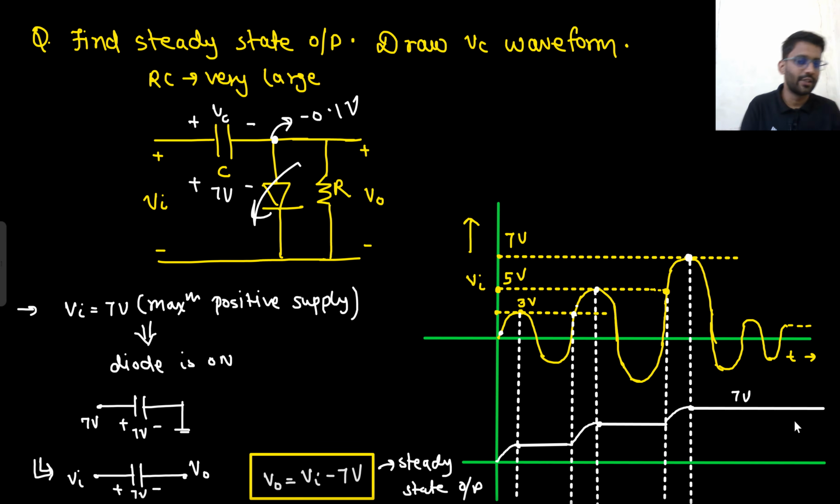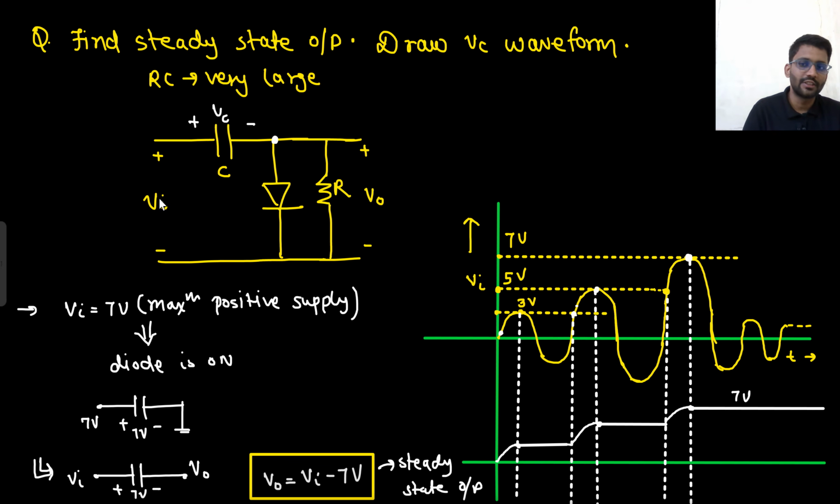So if they ask you the steady state voltage of the capacitor, that also you can tell, that is 7 volt. Also, they can ask you anything. They can ask you the V0 waveform. They can ask you the steady state voltage of V0. Even if they had asked you the V0 waveform, you could have drawn it, right? You could have drawn the V0 waveform, because till this time you know the VC waveform.